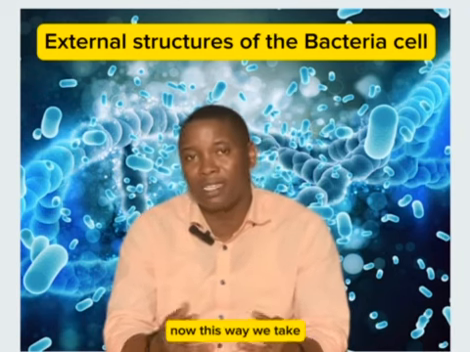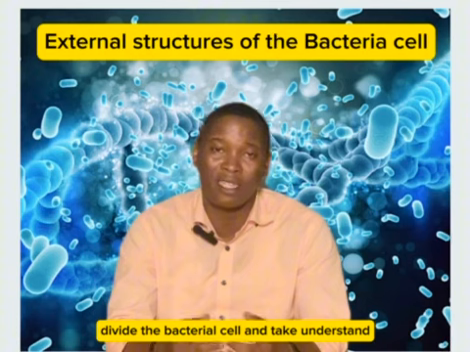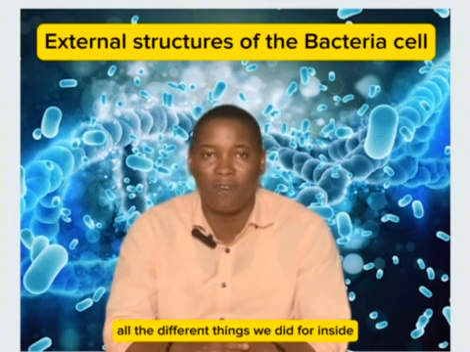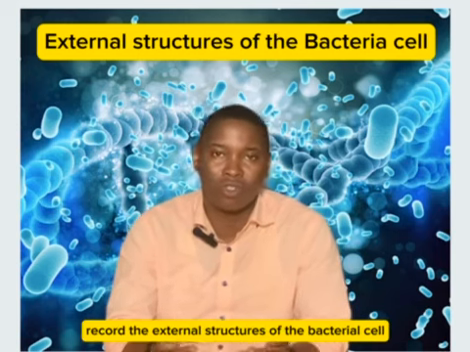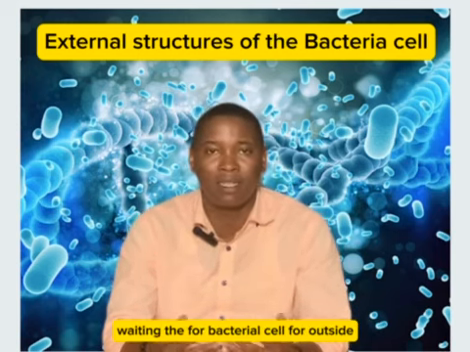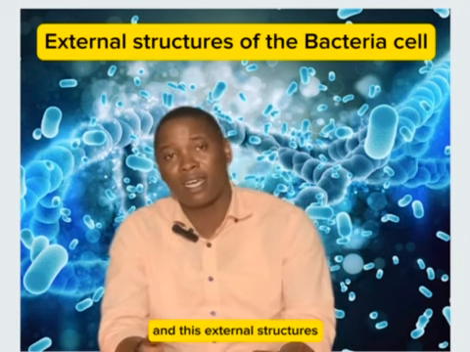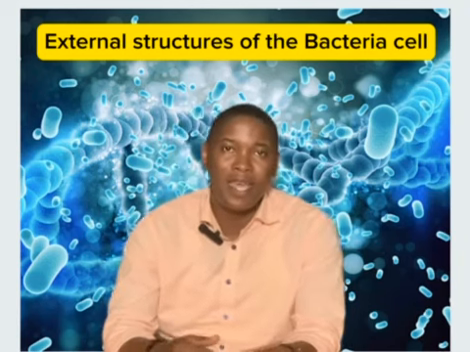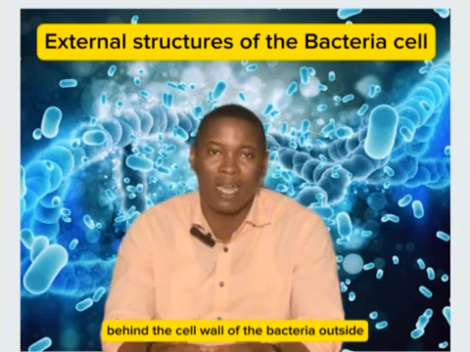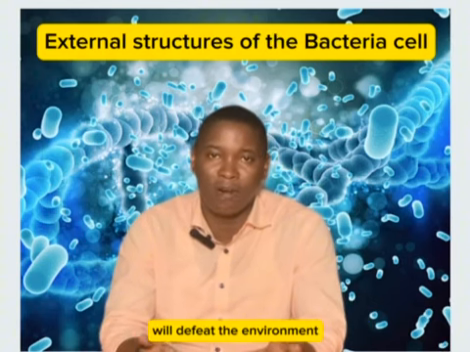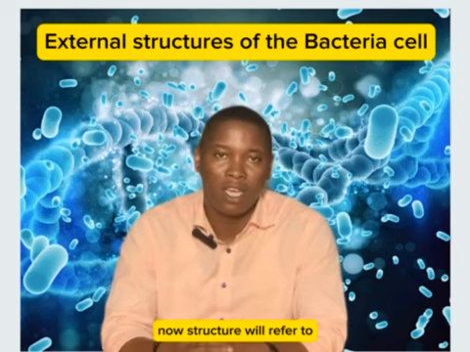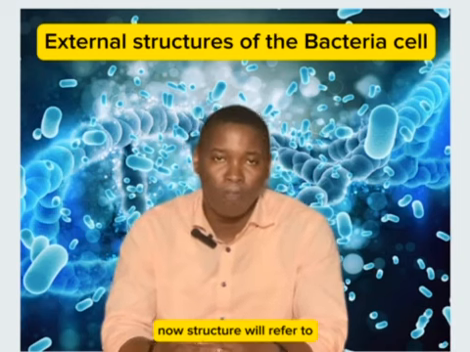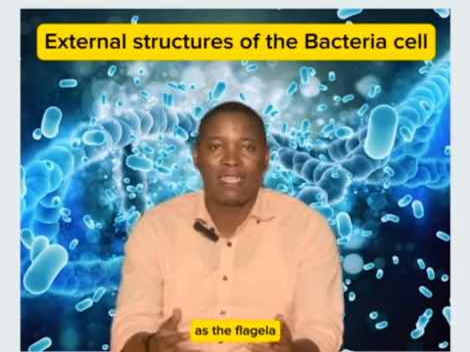Now this way we take divide the bacterial cell and take understand all the different things wey dey inside the bacterial cell. Now this first video we go use discuss wetin they call the external structures of the bacterial cell, wetin dey for bacterial cell for outside. And these external structures now, wetin dey behind the cell wall of the bacteria outside, where they face the environment, wetin be all of these things? Now the first one we will begin with na structure wey we dey refer to as the flagella.